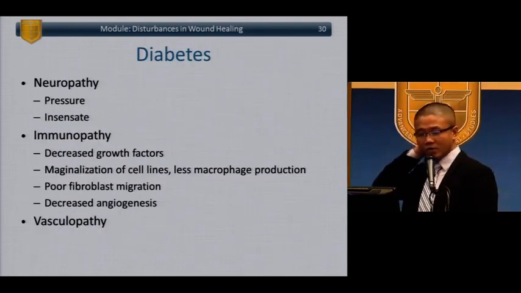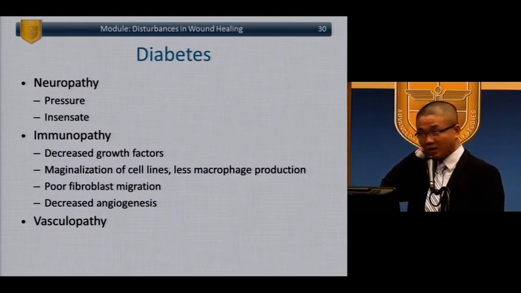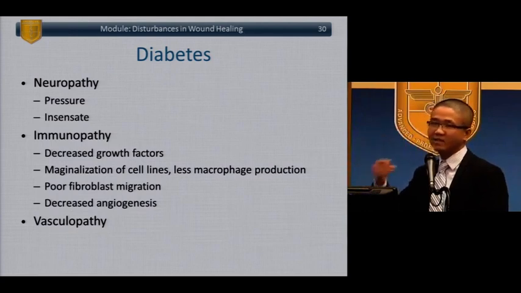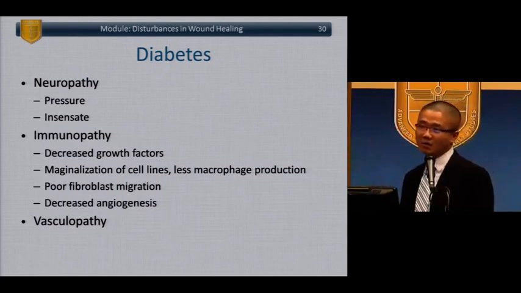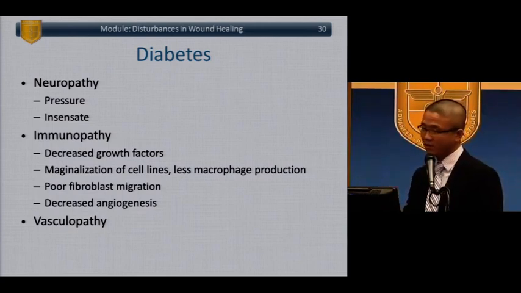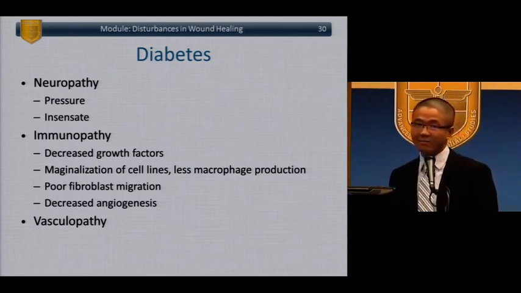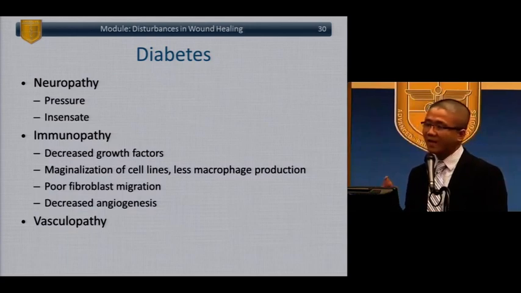Diabetes. Okay, so there's a neuropathy component to it all, right? So the neuropathy component doesn't really contribute to the healing itself, but what's happening is that there's no recognition that this wound is opened up again, or it's infected, or it's getting worse, or that it's even there, right? The immunopathy, which all of you answered correctly in the last question, that's the problem with diabetes, right? That is the problem with diabetic patients. And they have decreased growth factors. They have marginalization of cell lines. Marginalization of cell lines is a bad player.